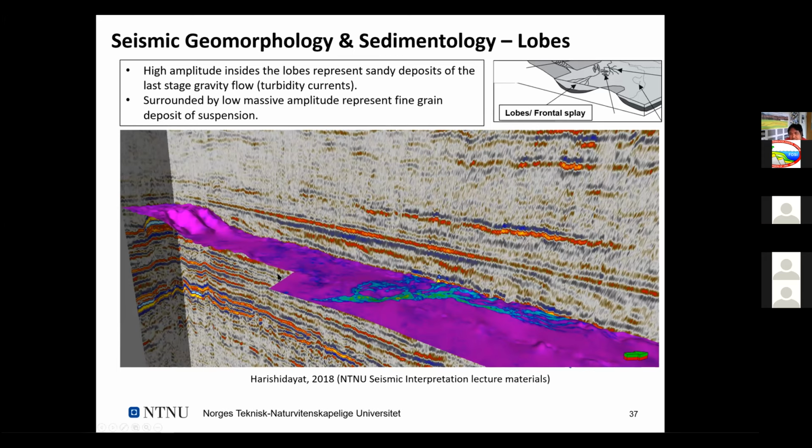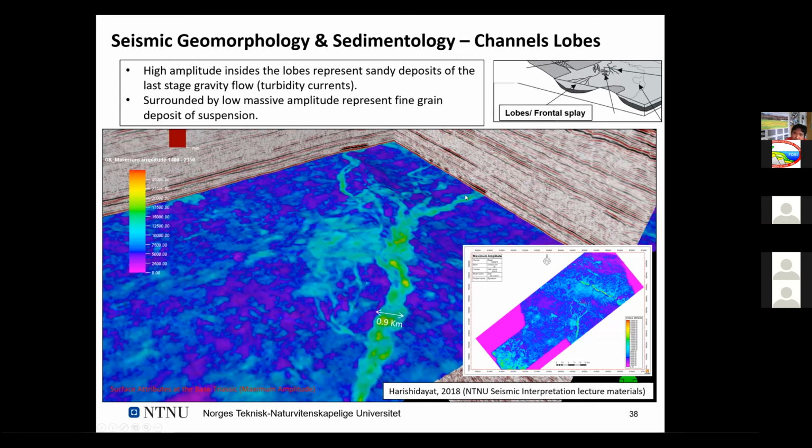And since this shelf is building basinward, into a progradation system like this. And this is the same case, but now we are going more into the channel system. It also has the same response. So all these channels, this one and this one, correspond to this isolated bright amplitude that is surrounded by a low massive amplitude that represents the suspension of the fine grain deposits. And this is the scale, the 1 kilometer scale.